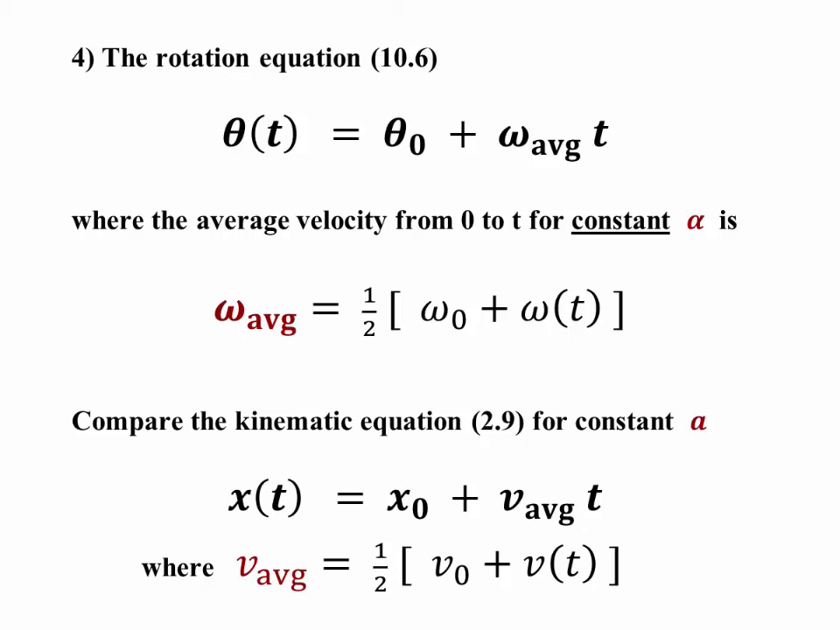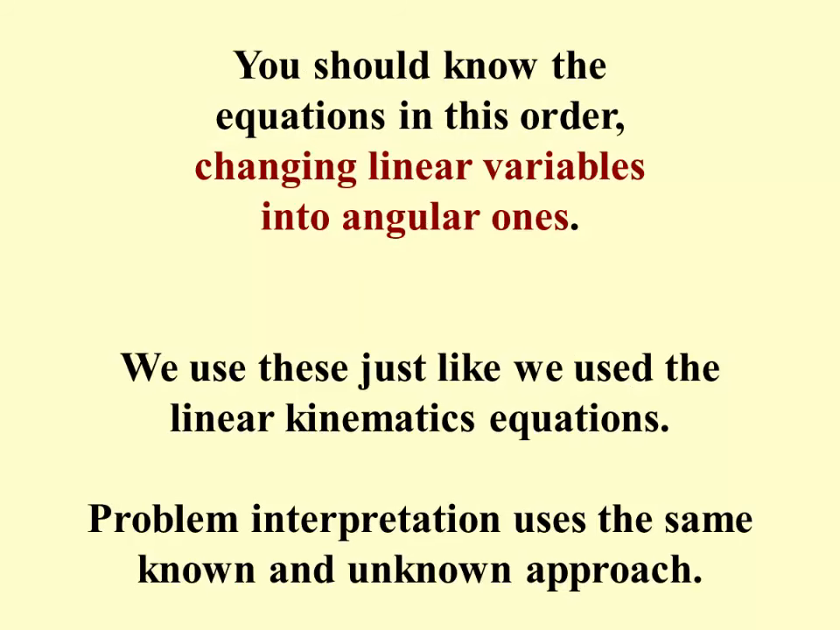Then we have the average velocity equation, the one that actually defines average velocity. The standard equation, theta equals theta naught plus omega average t, is true for any conditions, but when the acceleration is constant, we can replace omega average with the arithmetic mean, that is the average of the initial and final angular velocities. Again, this is exactly like the fourth kinematic equation as I normally list them in class. So you should know them in this order, changing linear variables into angular ones as necessary, and use them just like we use the linear kinematic equations.